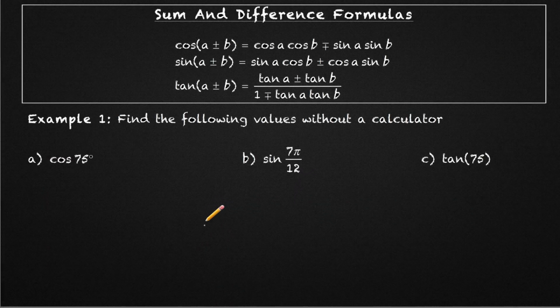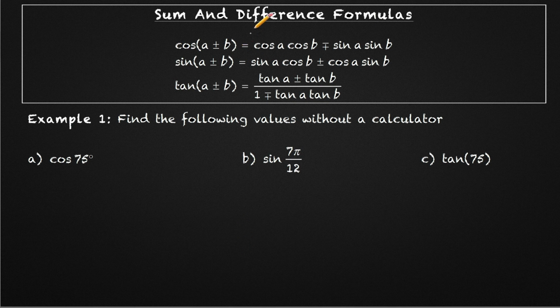Okay, today we're going to be talking about the sum and difference formulas. Essentially, these formulas enable us to find the trig values for angles that are not on our unit circle. So let's say we wanted to find the cosine of 75, which we have here for letter A. 75 is not on our unit circle. However, we can think of two angles that add up to 75 or subtract to 75 that are on our unit circle, and we know some things about those angles.